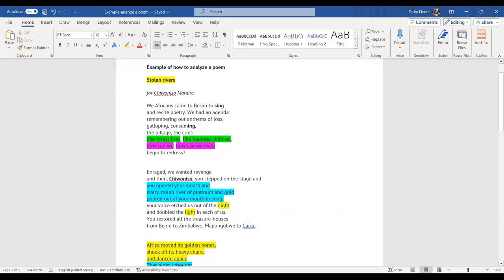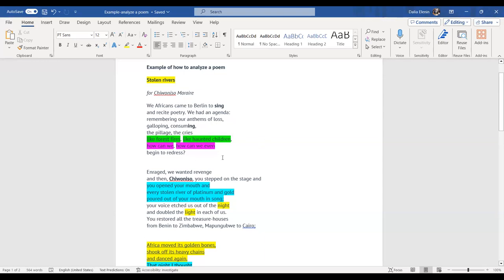Yes, and notice it is not because the endings are the same. It's the way we pronounce. That's why my advice to you, dear students, is to read the poem aloud, or at least murmur the sound for yourself, to listen with your eyes. So he says, we Africans came to Berlin to sing and recite poetry. We had an agenda remembering our anthem of loss, galloping, consuming. So there is a stress here. When you hear it, you will listen to the stress. So you could tell that the stressed syllable at the end gives you the same sound effect. So yes, there is rhyming here.